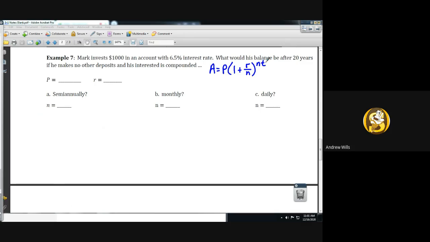So Mark invests $1,000 in an account with a 6.5% interest rate. What would his balance be after 20 years if he makes no other deposits and his interest is compounded? Should be interest, not interested. So let's talk about what we've got. First of all, the principal balance. How much money is he putting into this account? What is his starting balance?